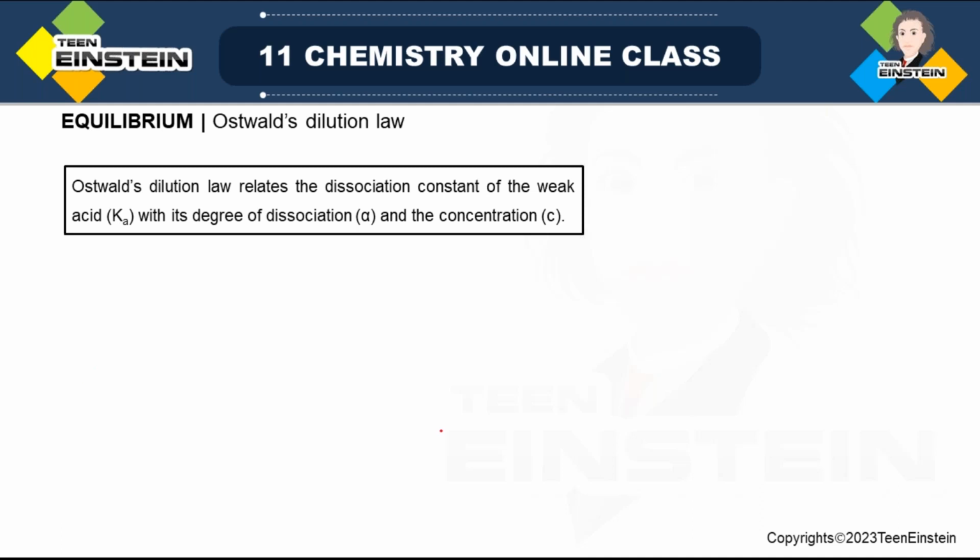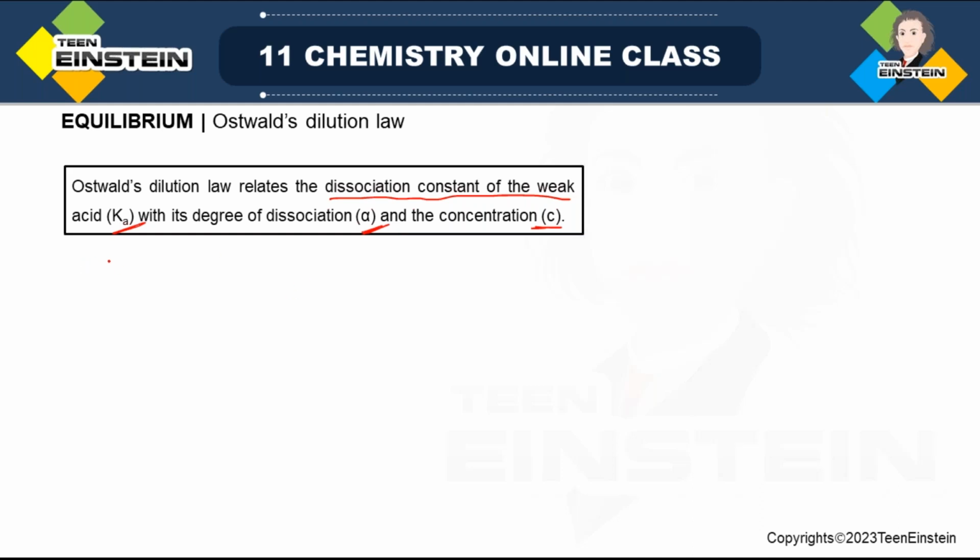Ostwald dilution law. So this law basically helps us to understand the relationship between the dissociation constant of weak acid and also weak base with its degree of dissociation, and C. So here we have three quantities. One is Ka or Kb, that is dissociation constant of the weak acid or weak base. Then we have this degree of dissociation alpha. What is alpha? In detail we have seen in the last class, and the concentration of the acid or base.